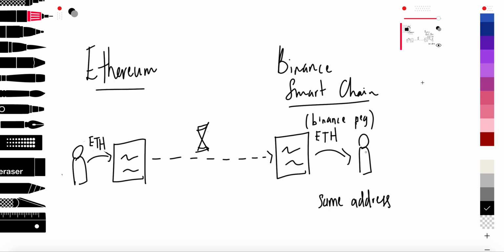The thing to note is that the Ether is not actual Ether, right? The Ether is the bridge's version of the Ether. Officially, it's the Binance Peg Ether. And there's a bit of trust that you put into the bridge, because you expect that you can trade that at the same level of price as actual Ether on the Ethereum network.